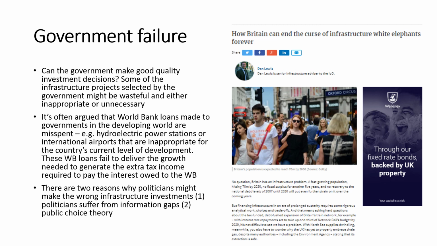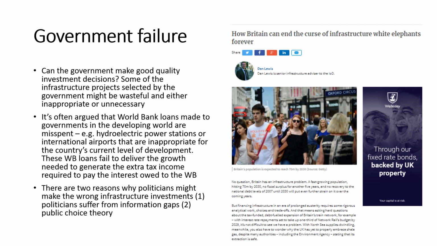It's often argued that World Bank loans that are made to developing governments are misspent. So you might get hydroelectric power stations or international airports being built in places like Nepal that are completely inappropriate for that country's current level of development. So the big issue there is that because those investments are inappropriate, they're not very likely to create much GDP growth. And if there's only minimal GDP growth, there won't be much extra tax income generated from the investment. And that's a problem because the government that borrowed the money from the World Bank will have to pay it back plus the interest owed.